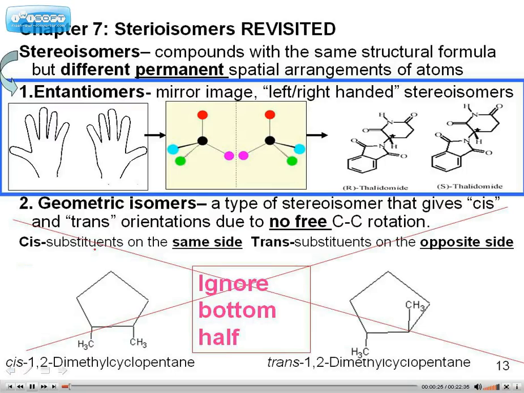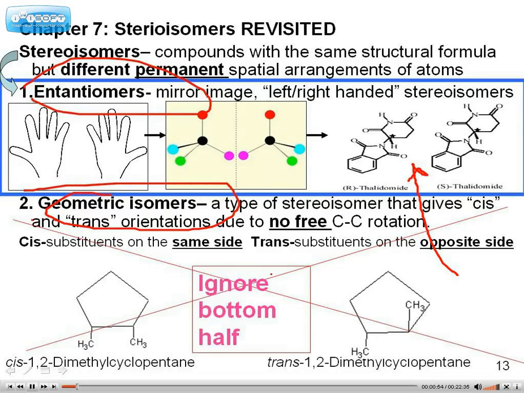So this slide is actually taken from the first chapter 1-2 handouts, and there were two types of isomers that we were going to focus on. The first one was enantiomers, the second one was geometric isomers. If you recall, I skipped the enantiomers portion and focused on the geometric isomers. Now I'm going to do the opposite. I'm going to skip the geometric isomers and focus on the enantiomers.